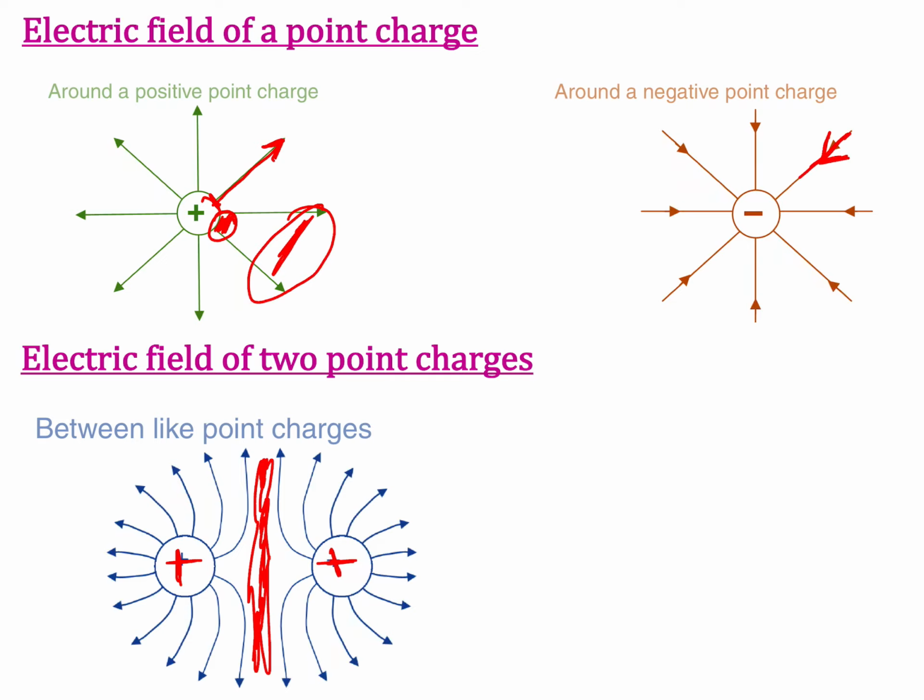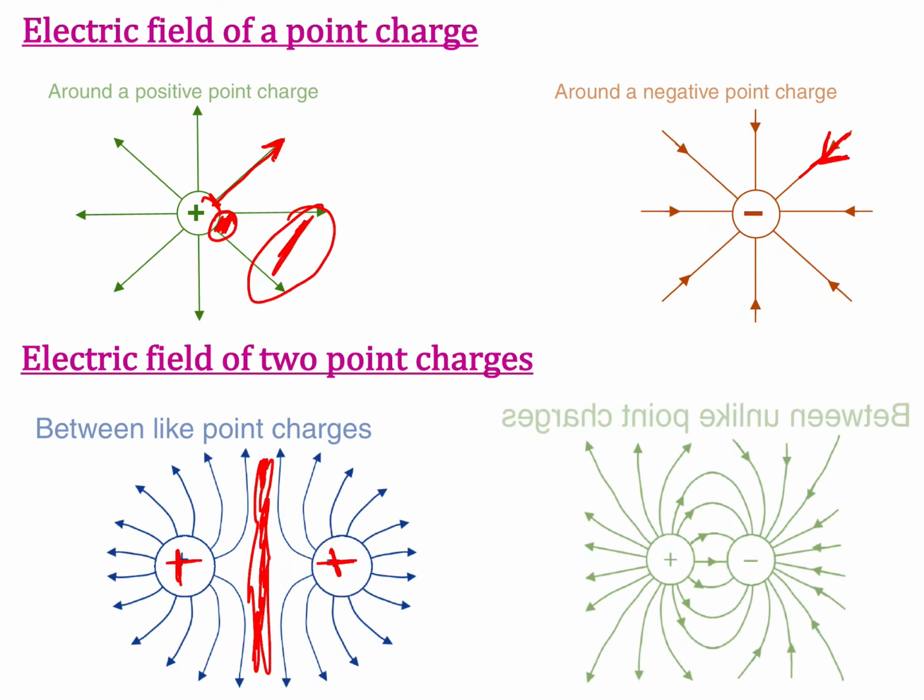You don't have to draw as many lines as this in an exam, but you have to draw the same number on both sides, because your exams have specified that you'll have the same charges on both of these. So both charges have to be the same value.